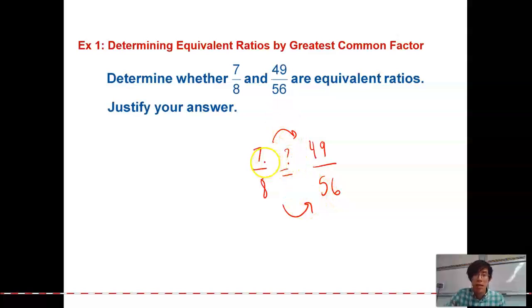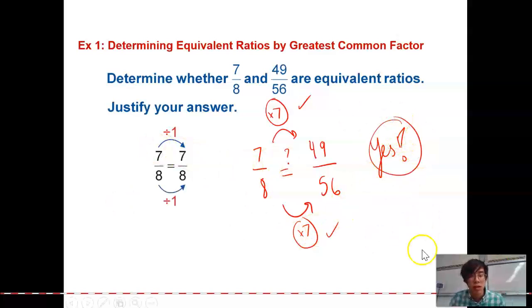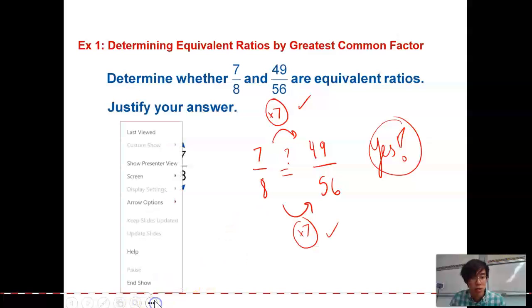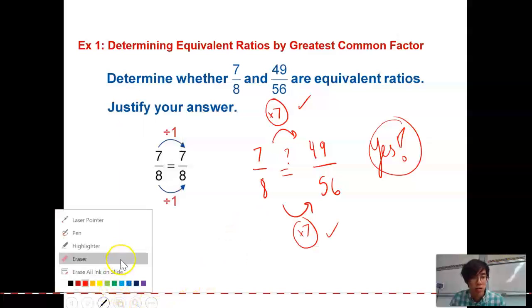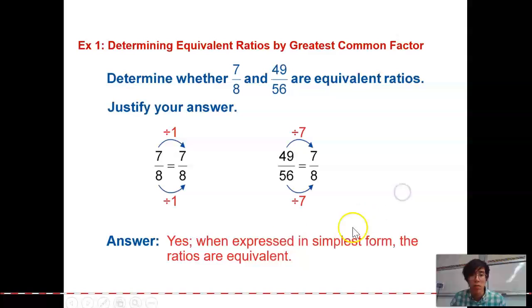If I look close enough, I can see that 7 times 7 is going to give me 49. And also, if I use that same number, times 7 on the denominator, it's going to give me 56. So since I have the same in the numerator and denominator, I would say yes. Okay, yes, they are equivalent. Okay. So let me show you what that looks like. You also could go backwards and divide by 7. That's another way to check that as well. Right? So you would say this is expressed in its simplest form.